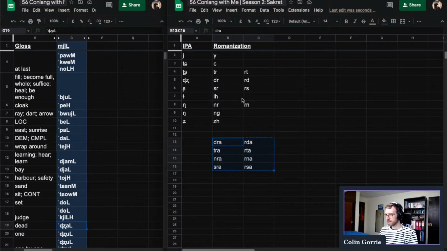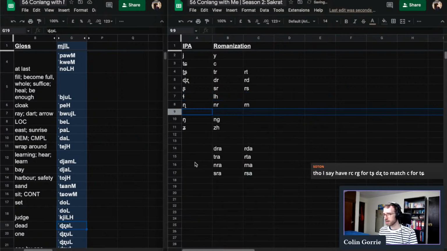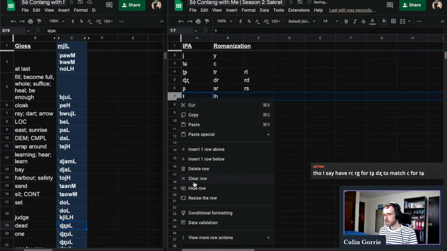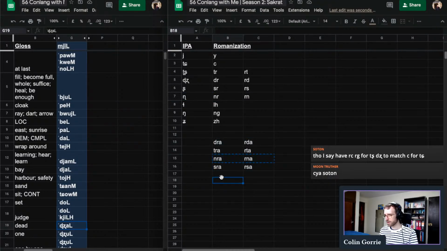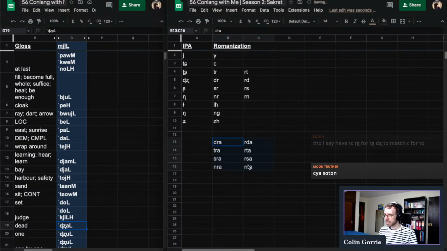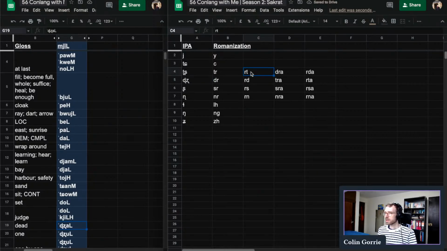Let's organize this a bit better. So it's essentially a matter of one of these two. Okay.